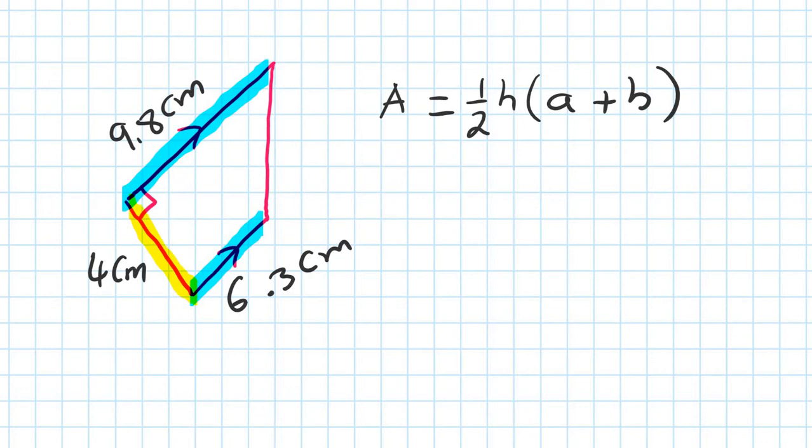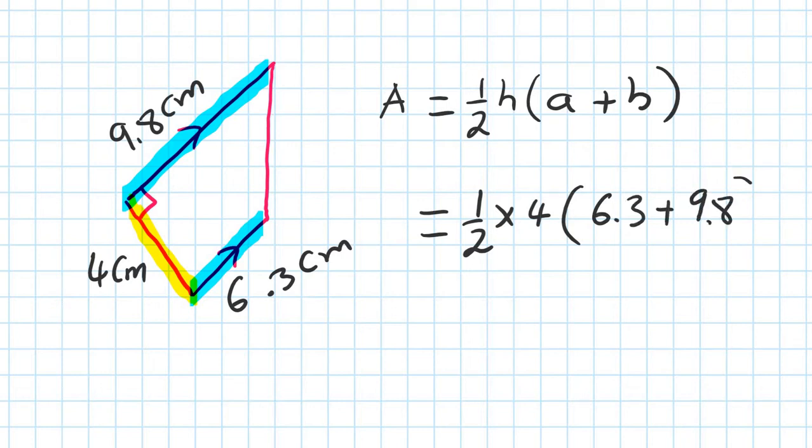So area is equal to half times height, height is 4, and open bracket A plus B, which is 6.3 plus 9.8. If you type that in your calculator, you will get 32.2 centimeters square. You see? Alright, now let's move on to the next one.